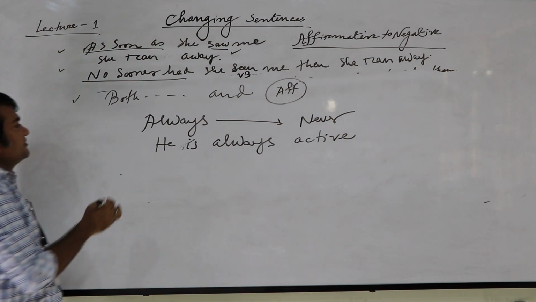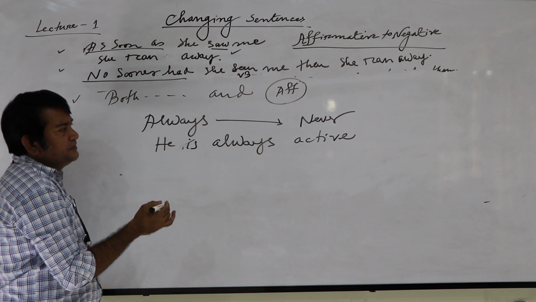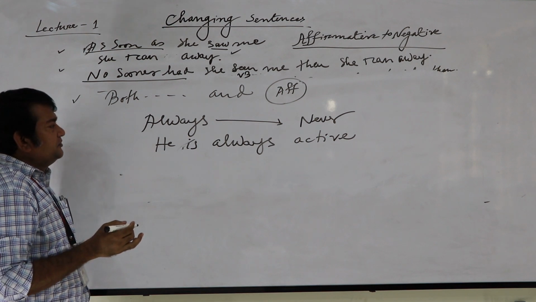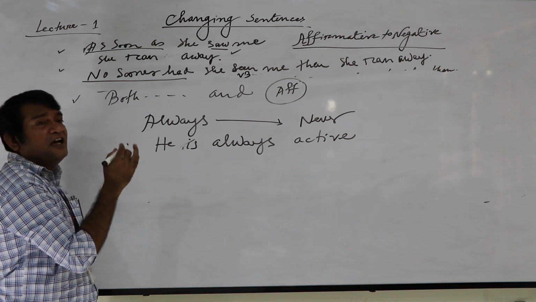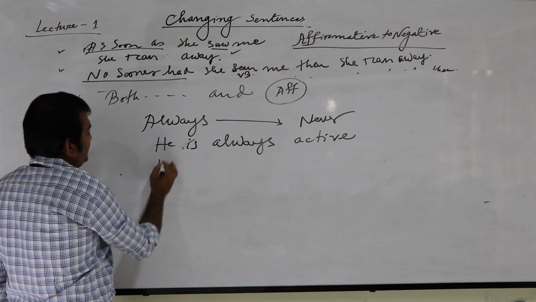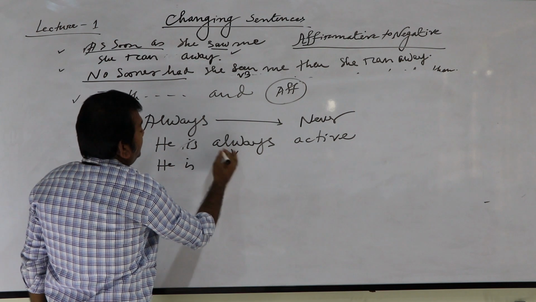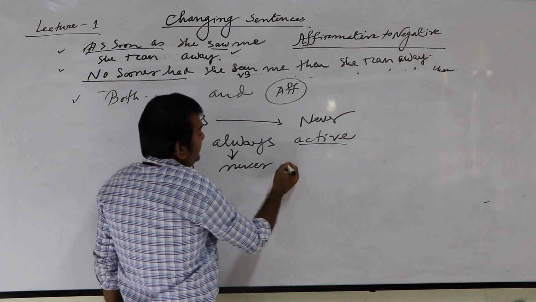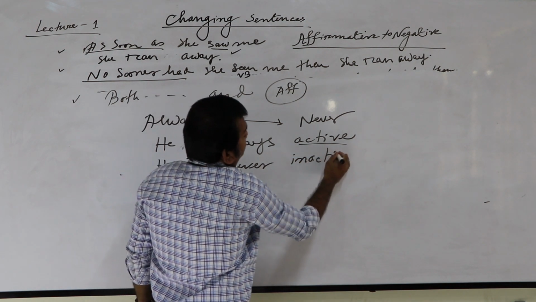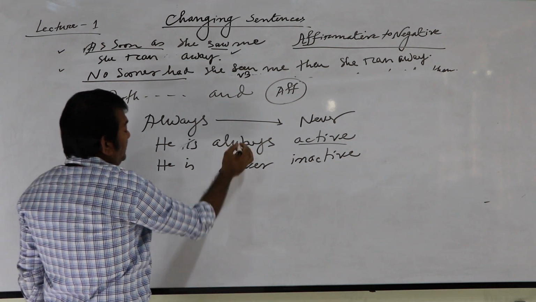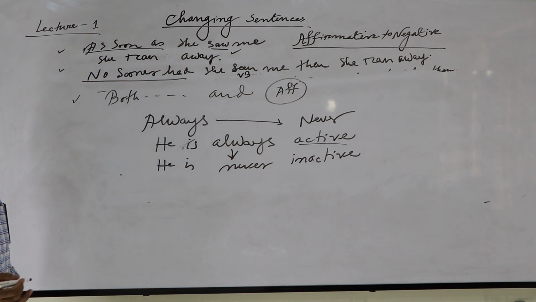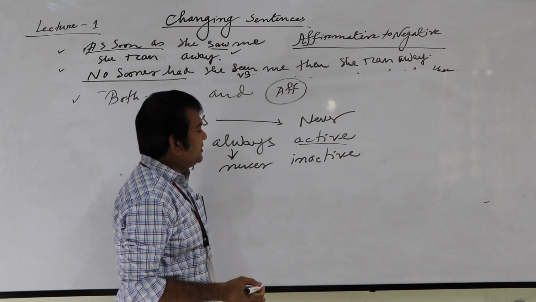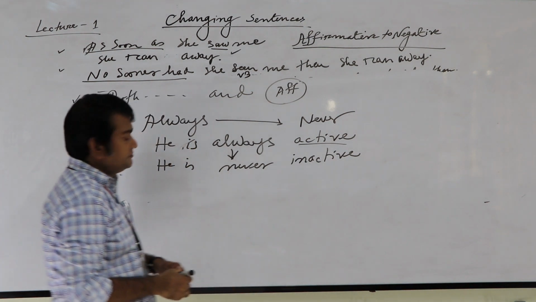You should always bear in mind that if there is always, we need to use never, but we should also use the opposite word of the main word used in the affirmative sentence. Just like he is, instead of always we will put never, and we have to use the opposite of active. What is the opposite of active? Inactive. So look, instead of always we have used never, and active is the word and its opposite word is inactive. So this is the correct form.